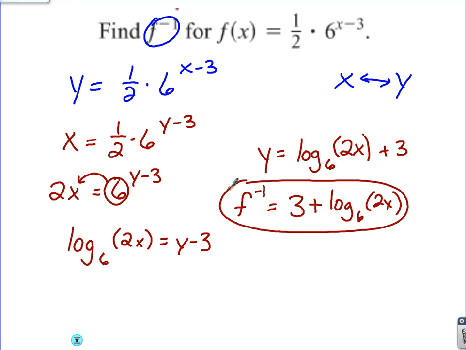Reminder of what an inverse is. If you plug something into your original function, 3 would be easy. If I plug 3 in, 3 minus 3 is 0, 6 to the 0 is 1, 1 half times 1, I get 1 half. That means that in my inverse down here, if I plug in a half, I should get 3, and you can try it, I will. Okay.